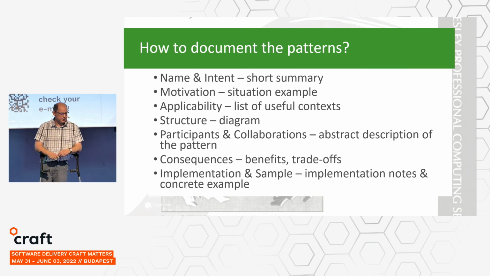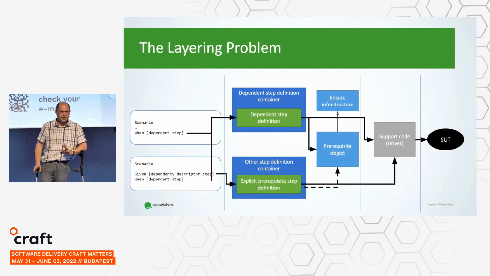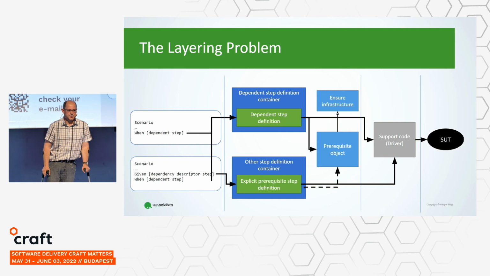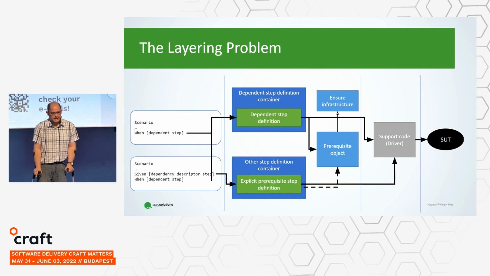And I want to say just one thing about this diagramming thing, because we realized that making a diagram for a test automation pattern was a little bit harder than we expected. And when we were talking about that, at least in my view, this is because of the layering problem that we typically have in test automation.